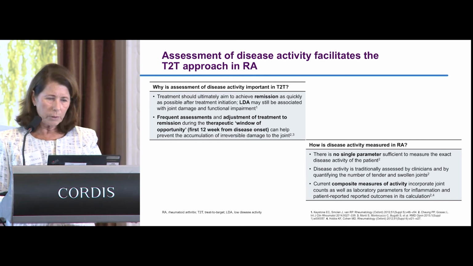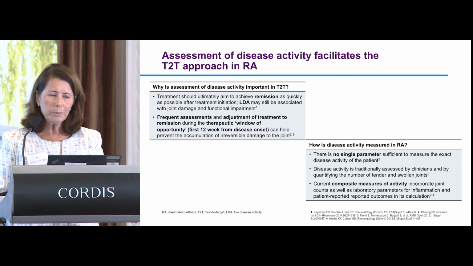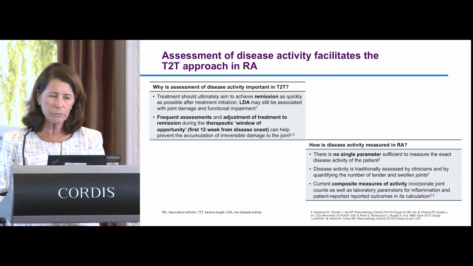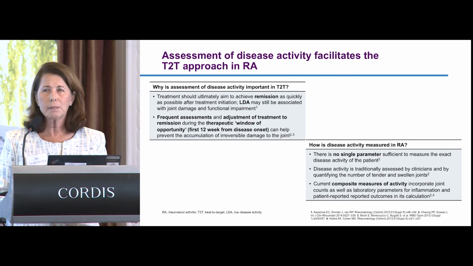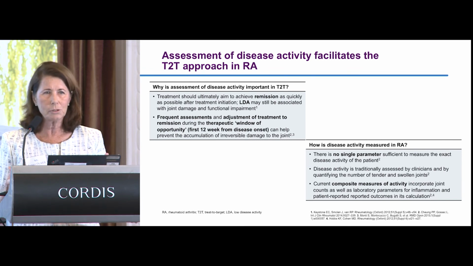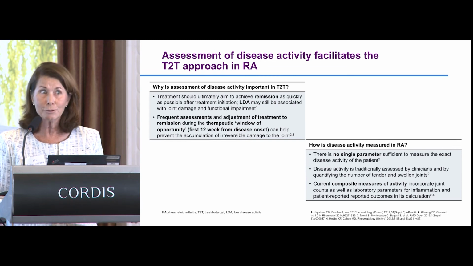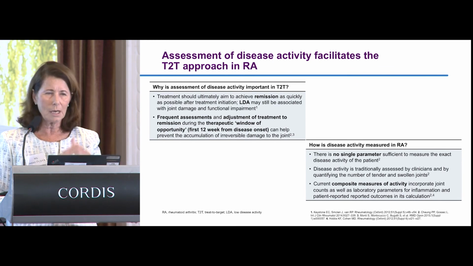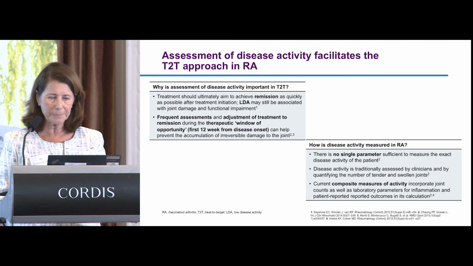Okay, so we will aim for that if we can. And we will be doing that in what we call the window of opportunity, which is the first 12 weeks from disease onset. Now remember that some patients might not come to us in the first 12 weeks of when their disease starts, and that's a big challenge for us for the future. But that's what we need to be thinking about all the time. We want to get that patient managed as quickly and aggressively as possible.